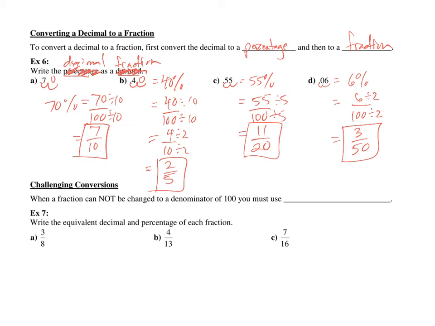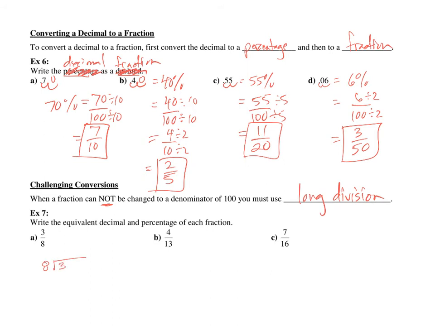All right, now I have challenging conversions. All right, what are we doing here? When a fraction cannot be changed to a denominator of 100, you must use long division. Okay, so you've learned all these different methods to convert from one form to another, but here in these last examples, we have some tricky situations. So here we have 3/8. It's as simplified as it could be. You can't multiply 8 by anything to get 100. What do? We divide 8 into 3.